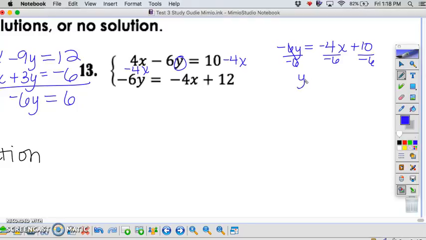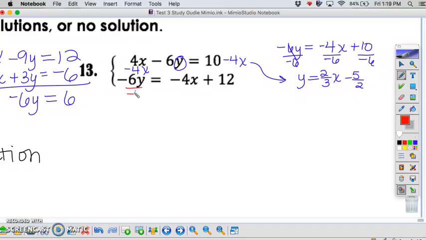And then I have y equals, this would become positive 2/3 because a negative divided by a negative is a positive. And I could divide both of these by 2. So positive 2/3 x, and then minus, because a positive divided by a negative is a negative. I could divide both of these by 2 to get 5/2. So that is that equation.